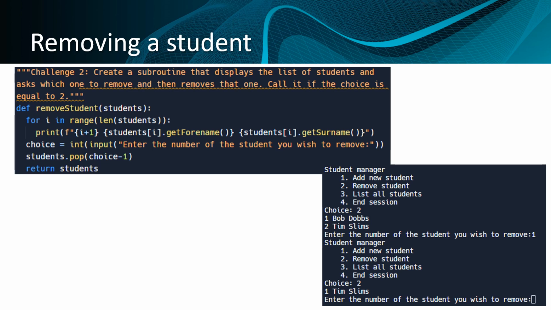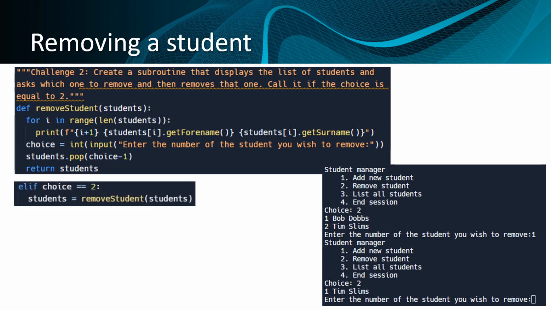Because we are passing in the students array and returning it again, the correct way to call this is students equals remove student students, and this will return the array that now has 1 less student in it. You can see in the example here that after we've chosen to remove one of the people, afterwards they're no longer in our array.